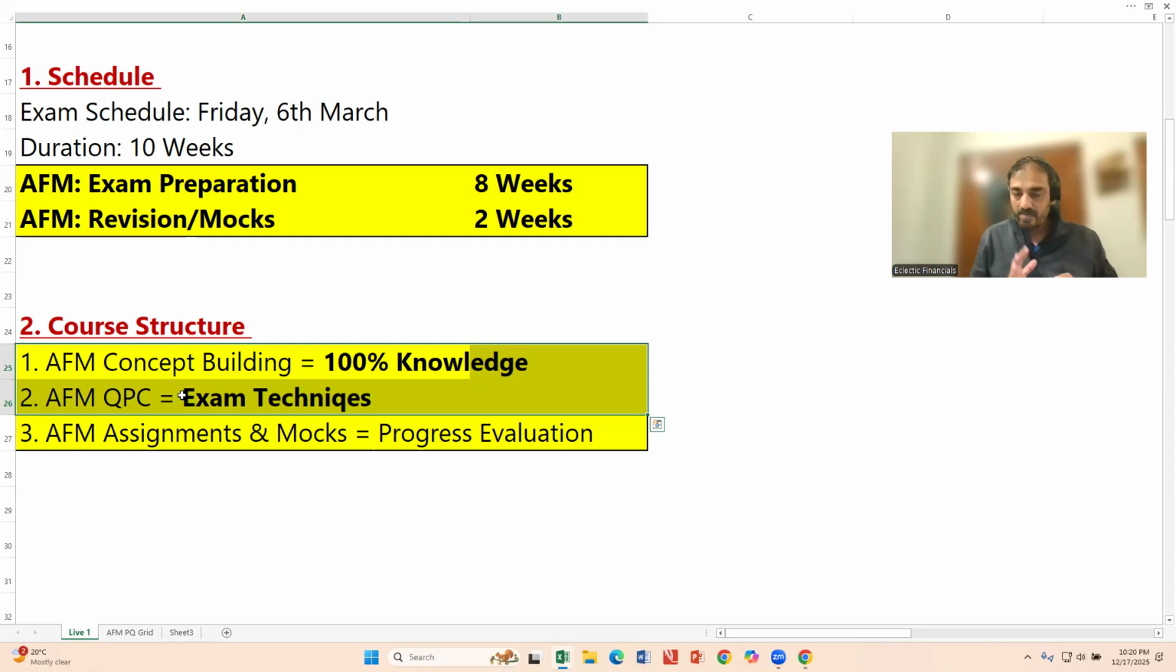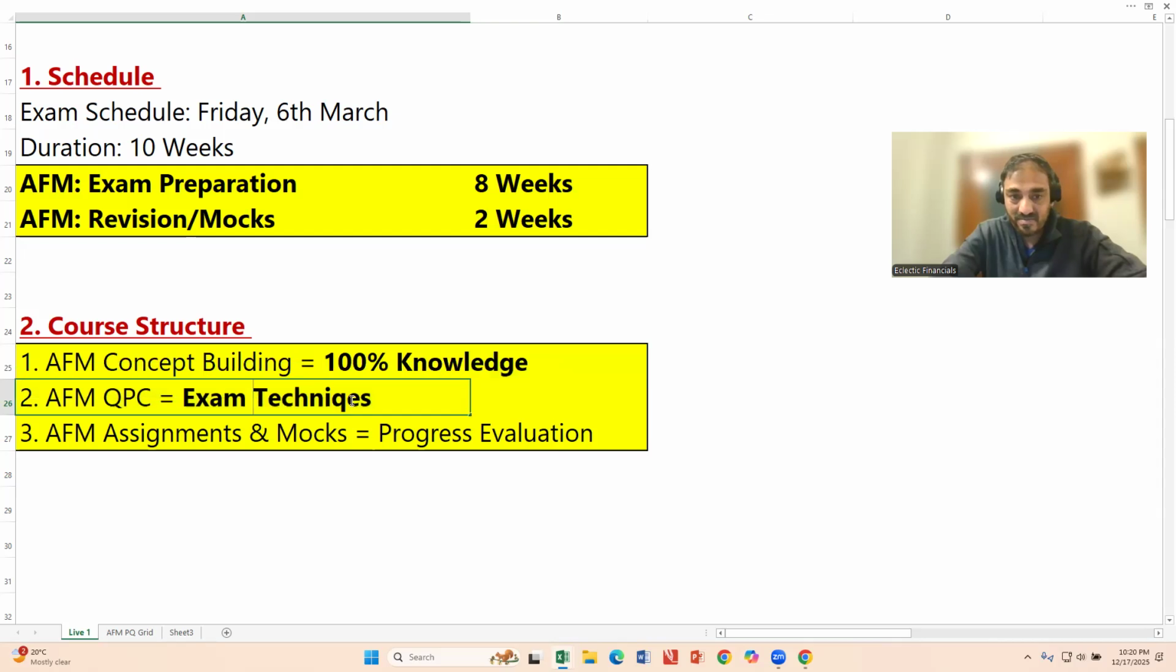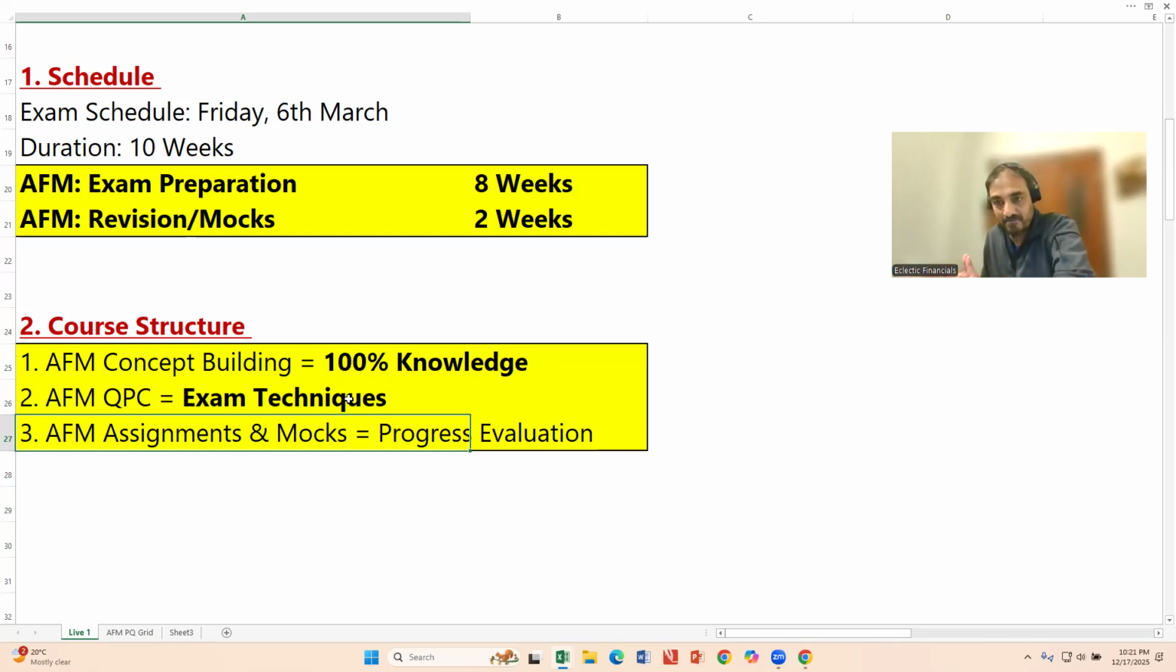But if a student has 100% knowledge but doesn't know how to attempt the exam, that means exam technique. For example, how to smartly handle the calculations, such as the spreadsheet functions. You know how to incorporate inflation, but how inflation is easily incorporated with a spreadsheet, that's called exam technique.